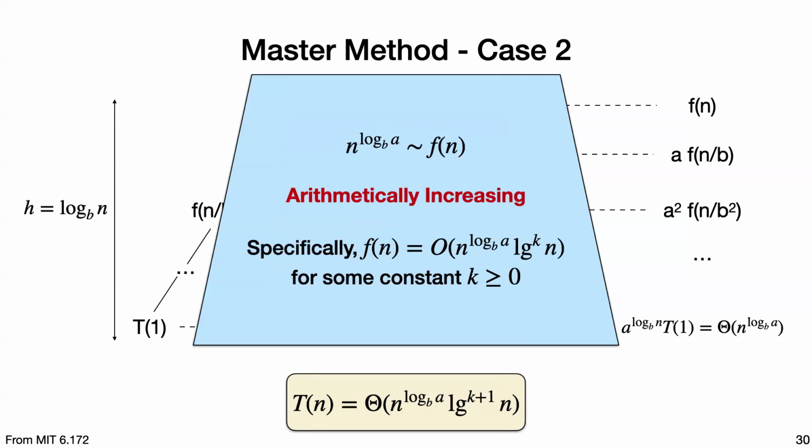Case 2, something that is arithmetically increasing. So that means that if the number of leaves that you have is similar to f of n, specifically your function f of n, which is the work at every level, is big O of the number of leaves times log to the k of n, where k is some constant, then the solution is the number of leaves times log to the k plus 1 of n, because there are log levels. Each of them takes this amount of work, and so you multiply them, you add them all up.